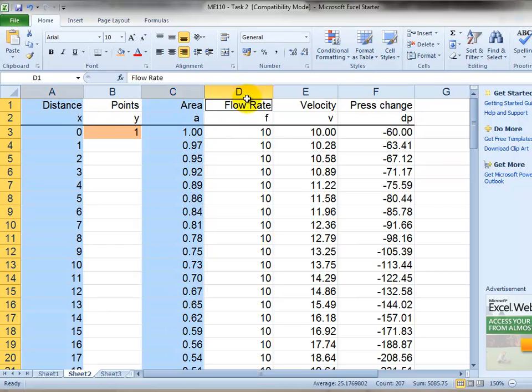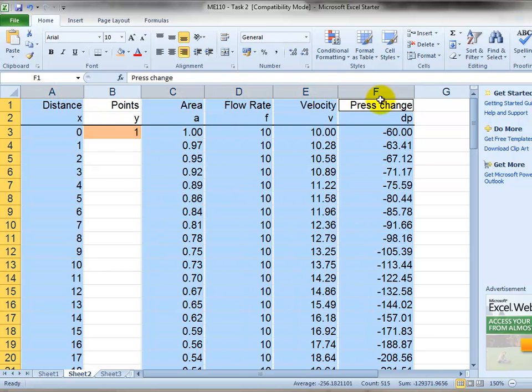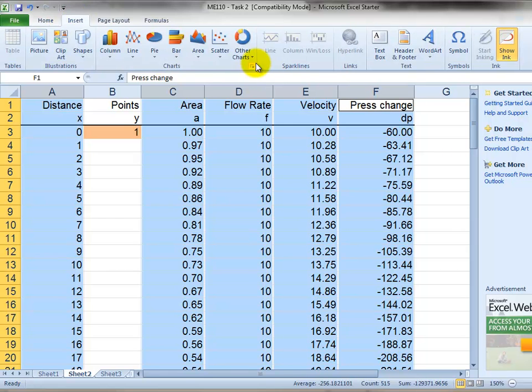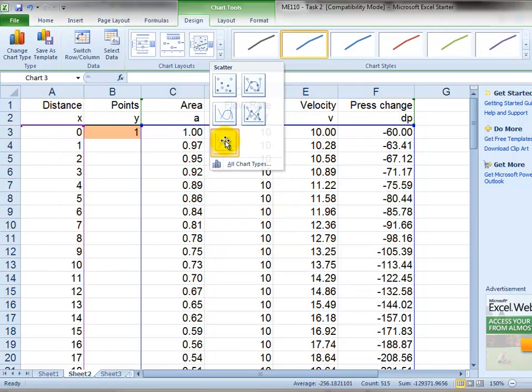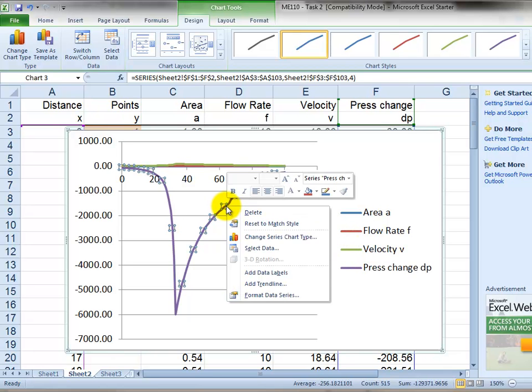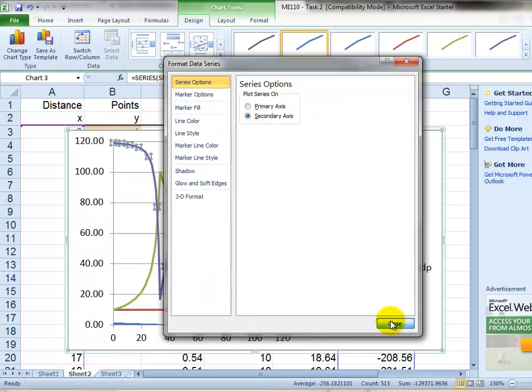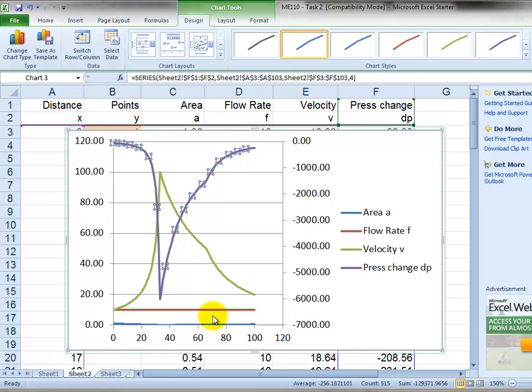Distance, area, flow rate, velocity and pressure change. Let's have a go at plotting that as a scatter graph. And there we are. You can do things like putting 1 on a secondary axis. If the scale of one is way different to the scale of another one, then just highlight that curve and move it to a second axis. Here's the secondary axis on the right hand side.